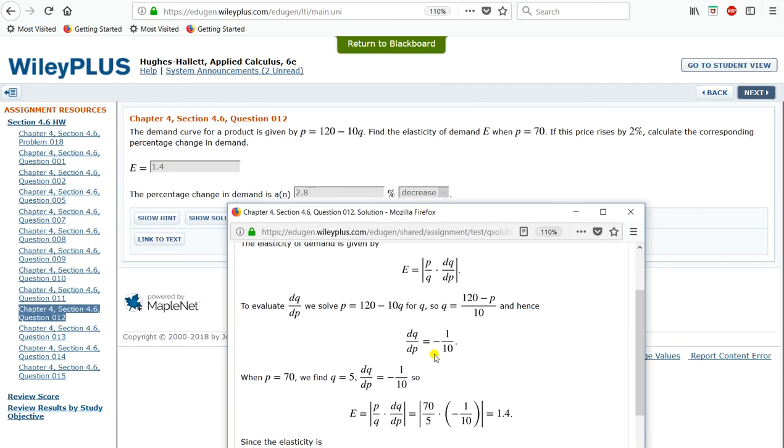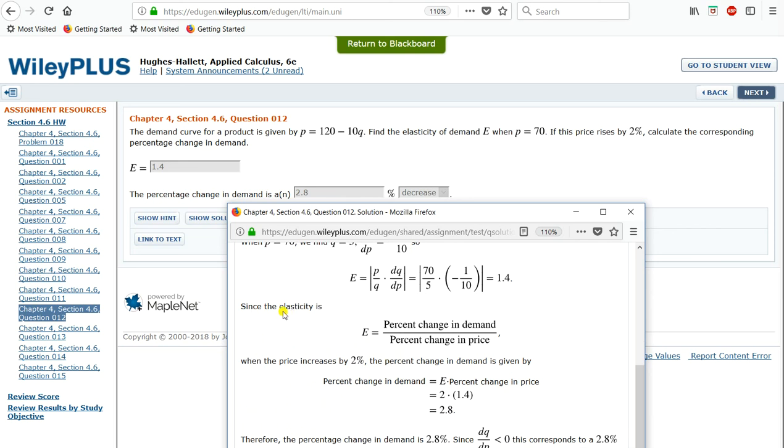Once you get that, we want to find the elasticity when P is 70. So when P is 70, then Q is (120 - 70) divided by 10, or Q should be 5. So you get P, you get Q, you get dQ over dP. Just throw them all in this formula and do the calculation. You should get 1.4.